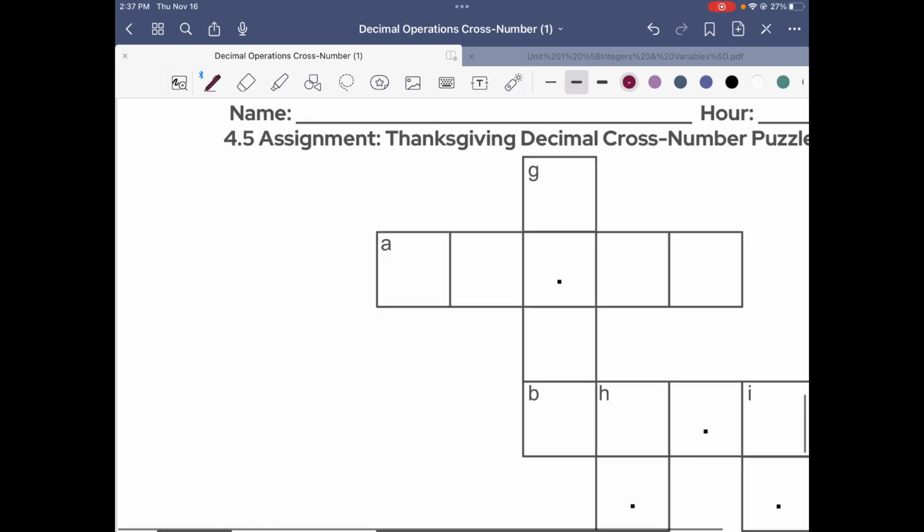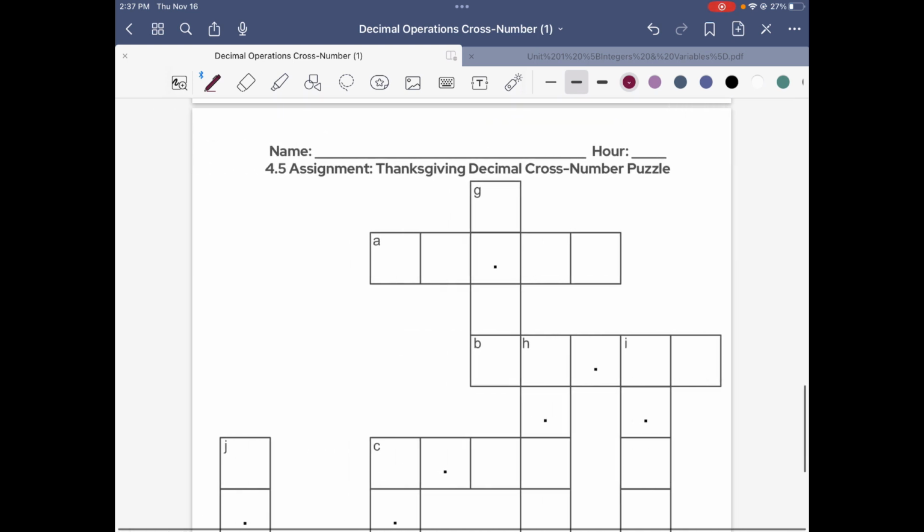Here's the crossword. A is right here at the top. And you'll notice the decimal point is already there for you. So we just have to write 11.04.